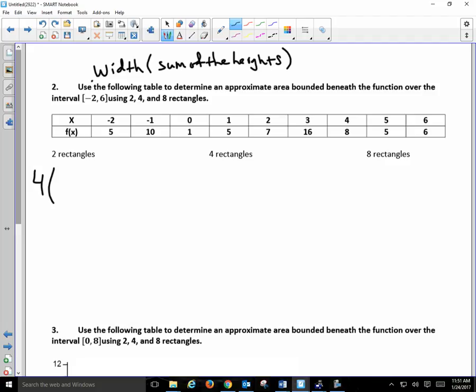Now, here's where you've got to be smart. You can't count these number of x values. There's actually 9 of them. But yet we're using 2, 4, and 8 rectangles. You've got to think about the interval. I'm going to start at -2, and if I move 4 units, that would bring me to +2, right? From x equals -2 to +2 is my first interval for my rectangle. The second one would be from 2 to 6.